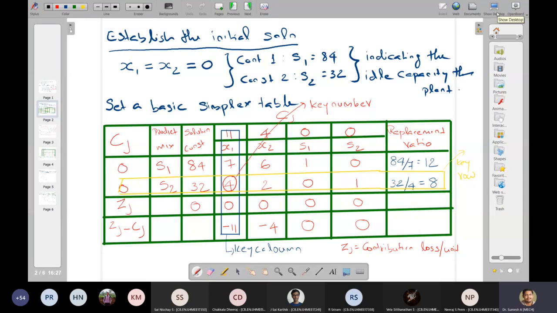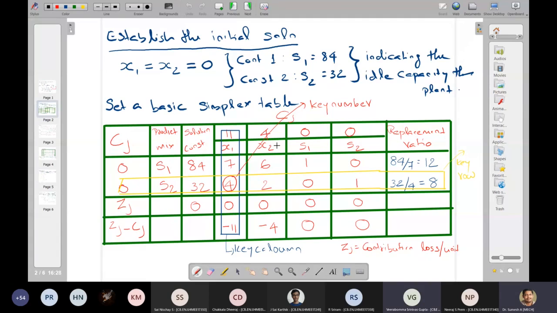Sir, one doubt, sir. Yes, please. Carry on. Sir, it doesn't matter, no, sir, if we first find the key row or key column? Why do we need to follow first key column, then key row? How do I know the denominator for the replacement ratio? The denominator for the replacement ratio is the element in the key column. I cannot go for randomly selecting one.